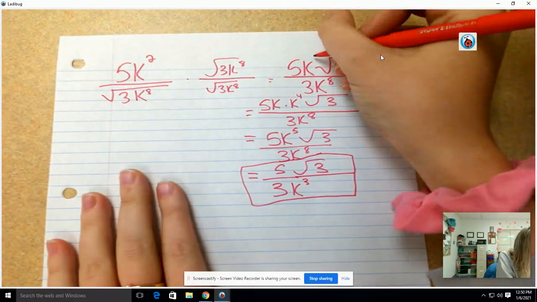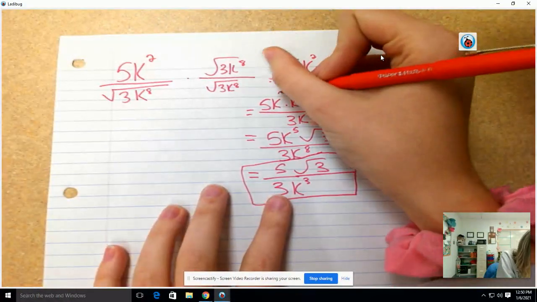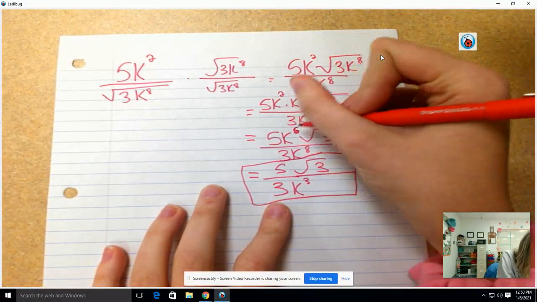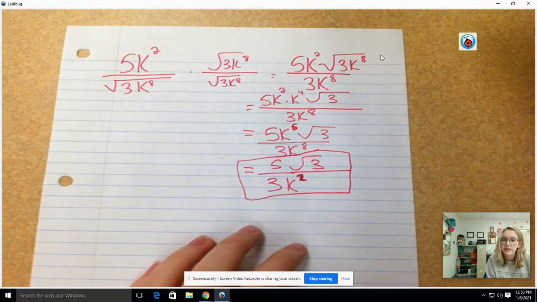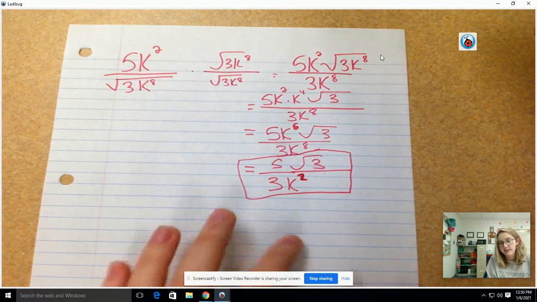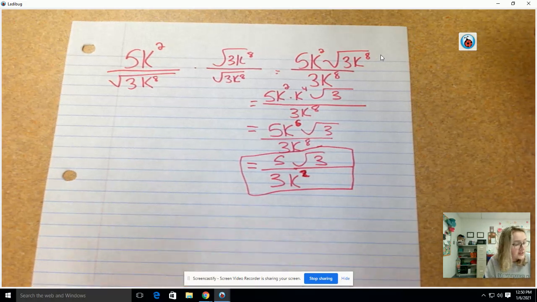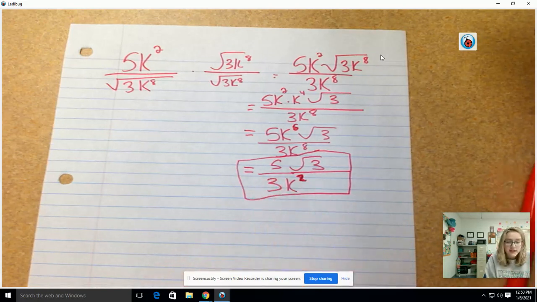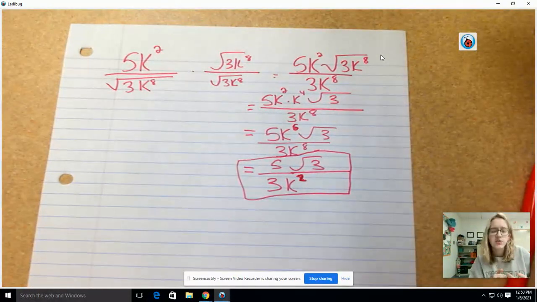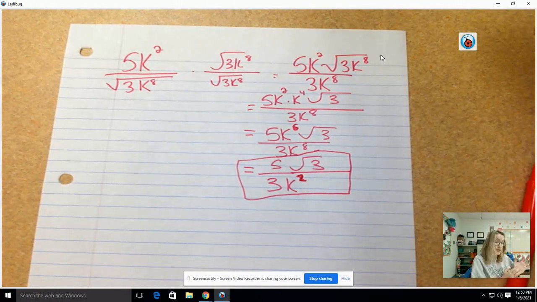Oh, I'm sorry. This is supposed to be a squared. I lost that. So that would make this 6, and that would make this a squared. My apologies on that, I just realized that. See, it's very easy to make mistakes in math. I totally get it. It's very easy to lose things when you're copying. So your answer is 5 radical 3 over 3k squared. It's a little bit of a lengthy process, but I don't think it's too hard. We're just adding on to skills that we've learned in the past few weeks.